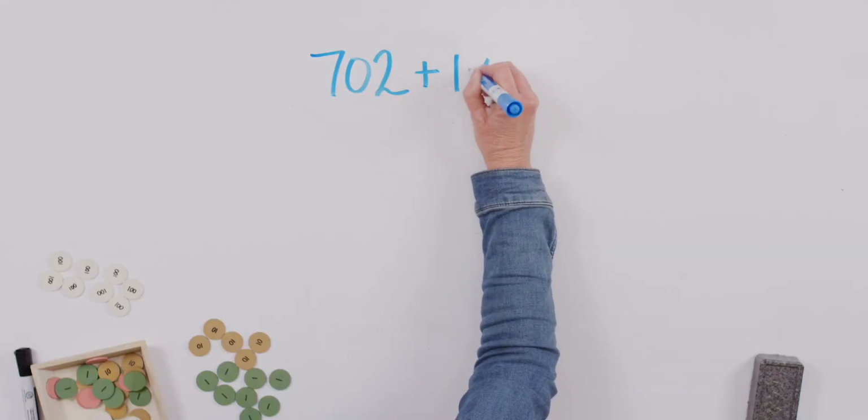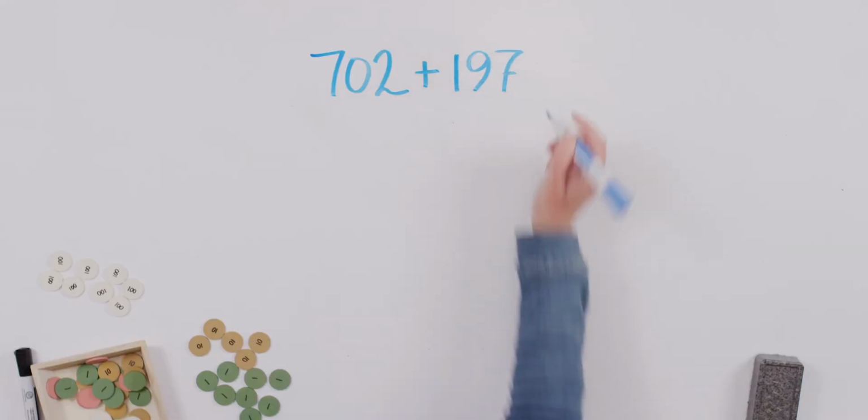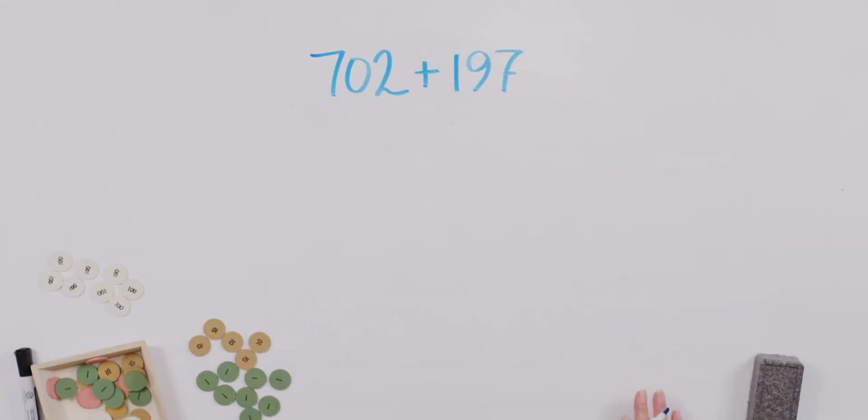Okay, what if I gave you this right here? 702, and we're going to add 197. How might you figure that one out? I think there's quite a few different strategies for this one.